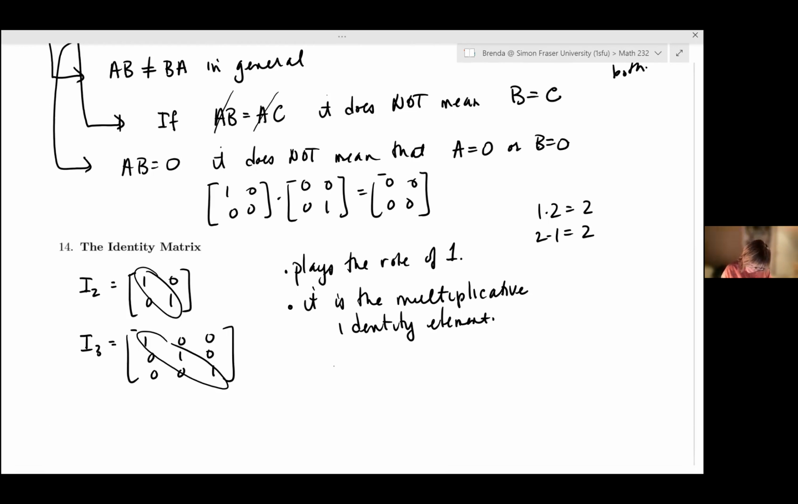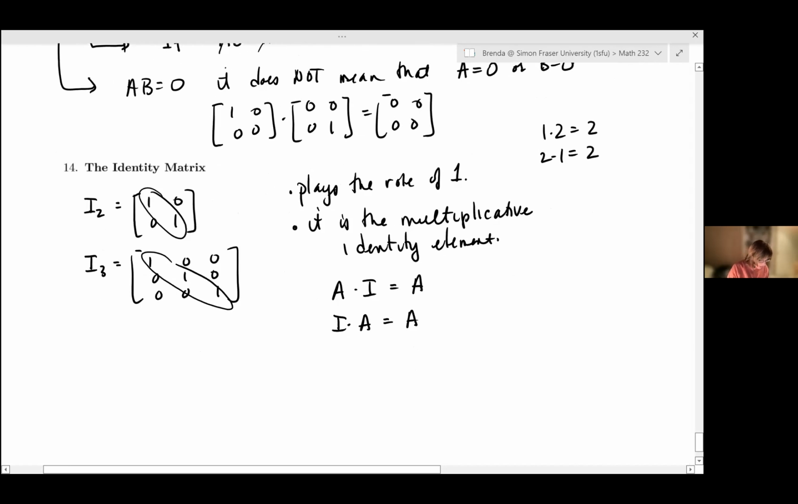The same thing happens here if we take a matrix A and we multiply by the identity element of the correct size, we get A. On the other side, it also works, okay? So the identity matrix is always square. It is diagonal. It is upper triangular. It is lower triangular.